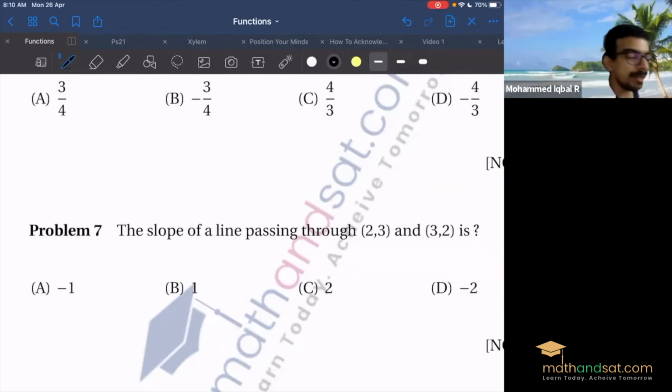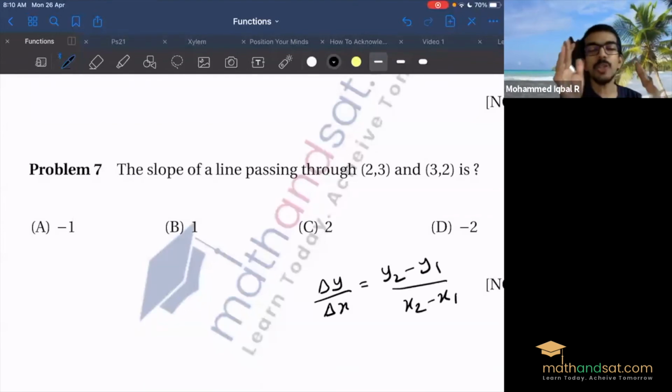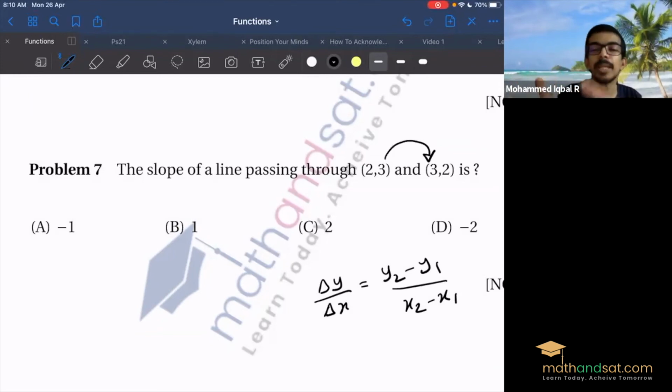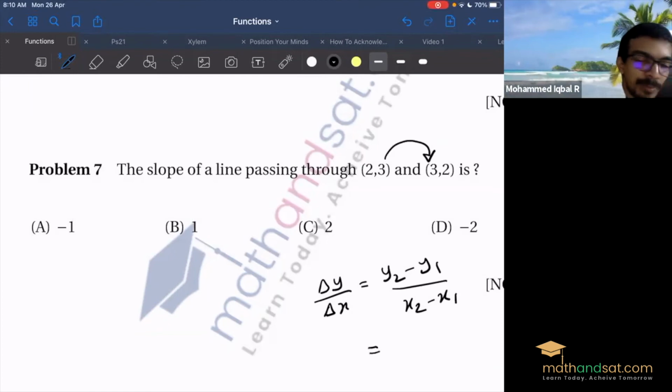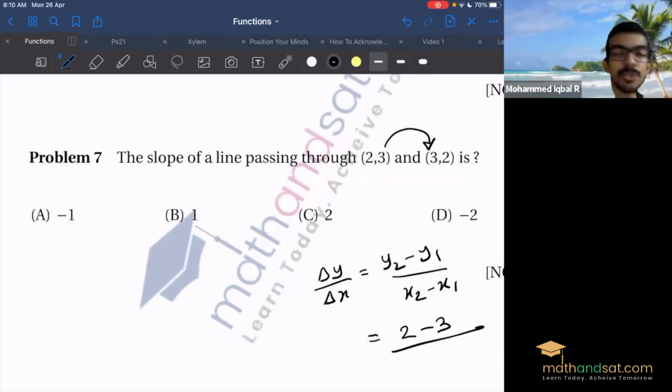If 2 points are given, slope is delta y over delta x, which is y2 minus y1 over x2 minus x1. Change in y over corresponding change in x. If you're taking final minus initial, the second point minus the first point for the y coordinate, then in the denominator you have to take the corresponding difference. So in the denominator, it has to be 3 minus 2.